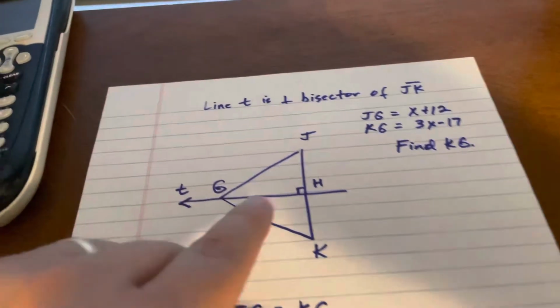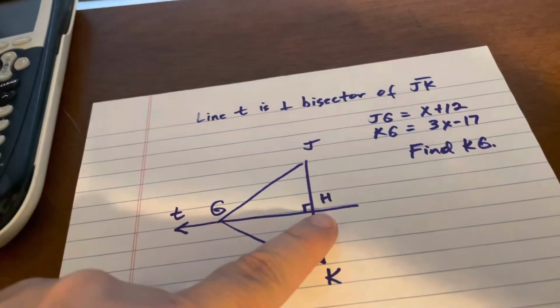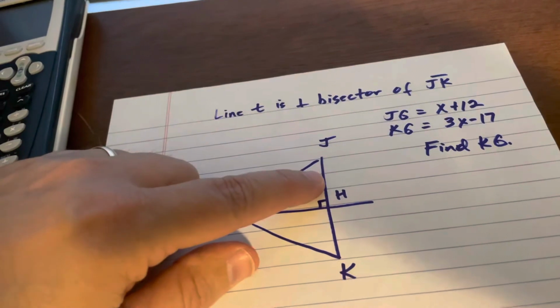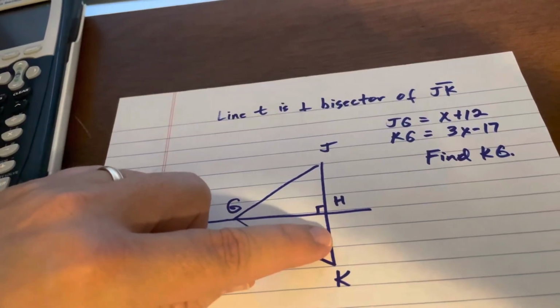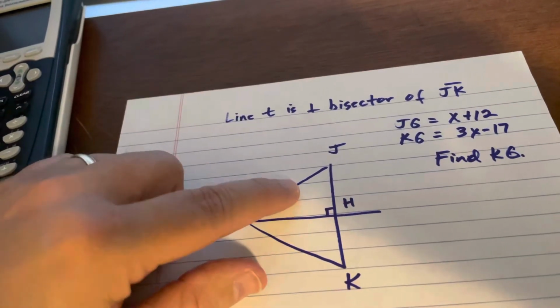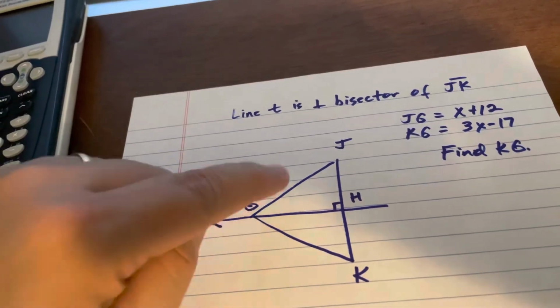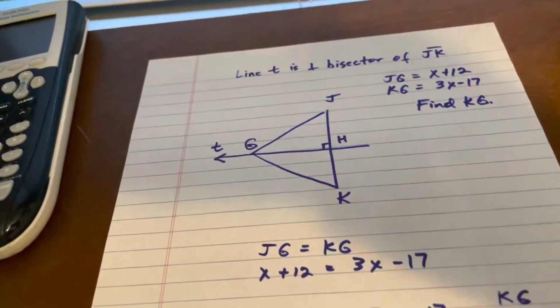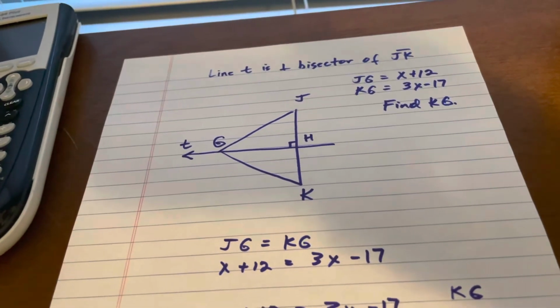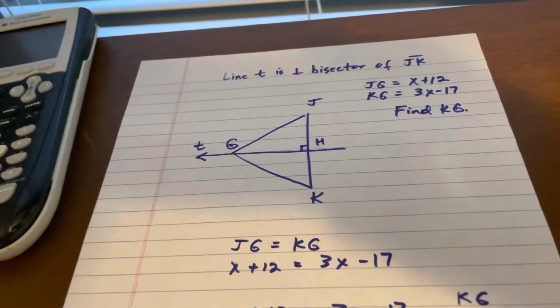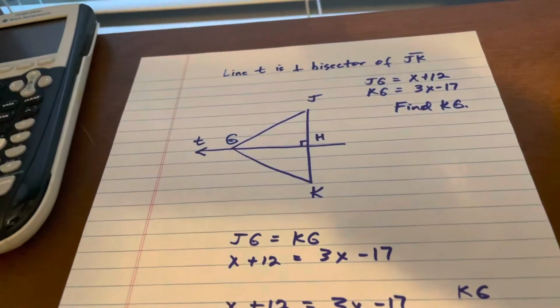So what we should know is that when you have a perpendicular bisector like this, not only is this side going to be congruent to this side, but this side is going to be congruent to this side as well. So since we know these two sides, we can set those equal to each other. I've done that here. So what we want to do is solve for x and then plug that back in.